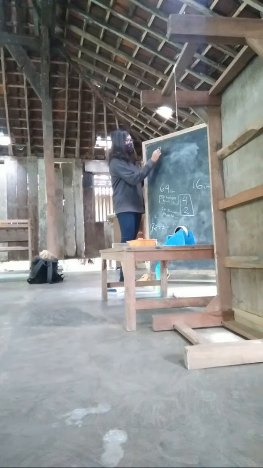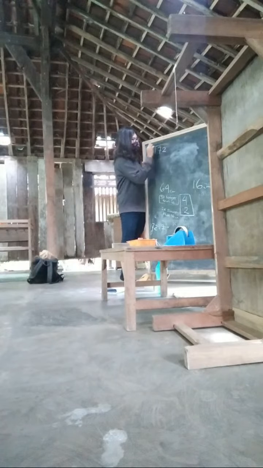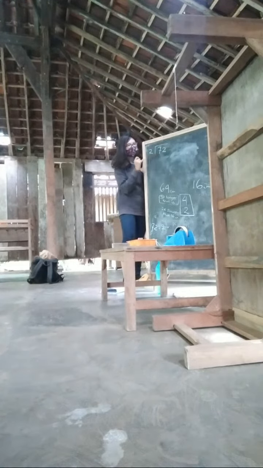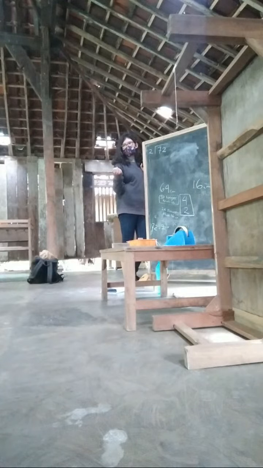Let's go together with me. 72 divided by 2. How many 2s can reach 7, but not more than 7? How many times? 2 times 2 is 4. 2 times 3 equals? Oh, it's 6.